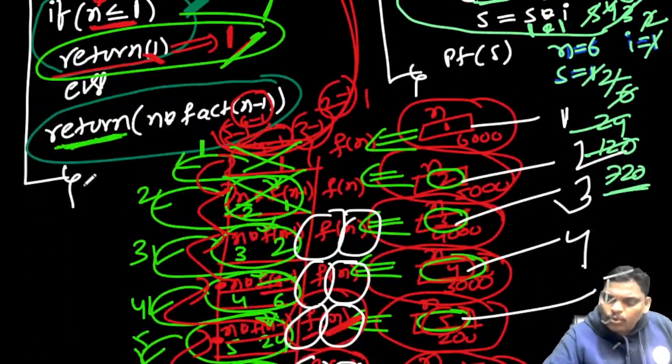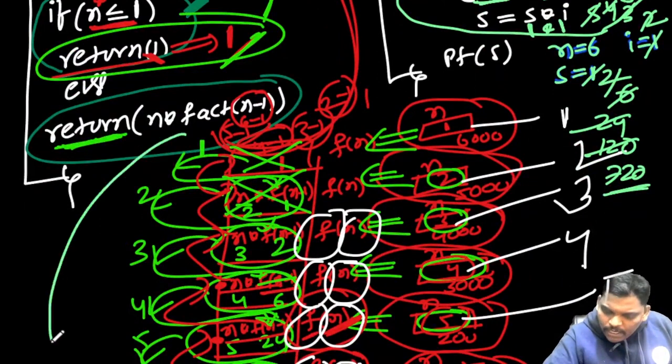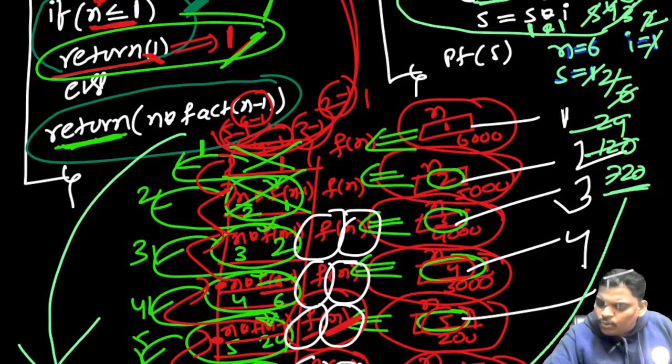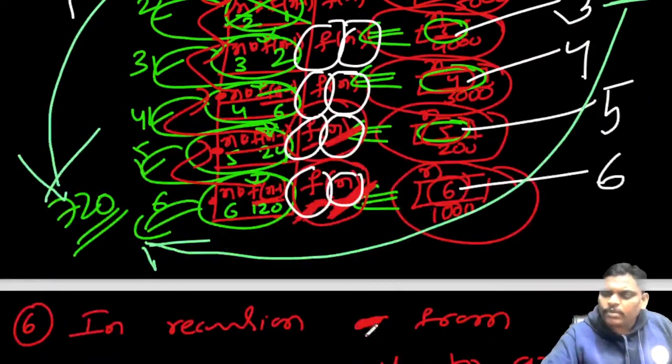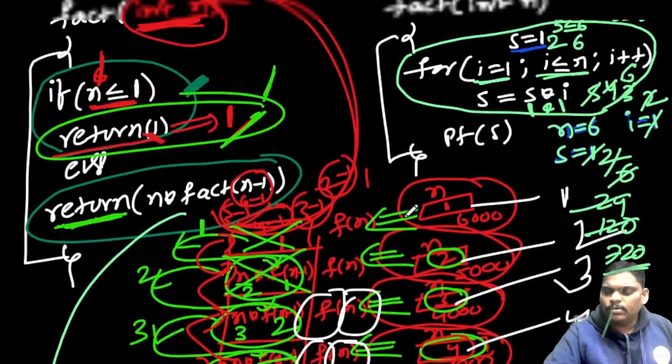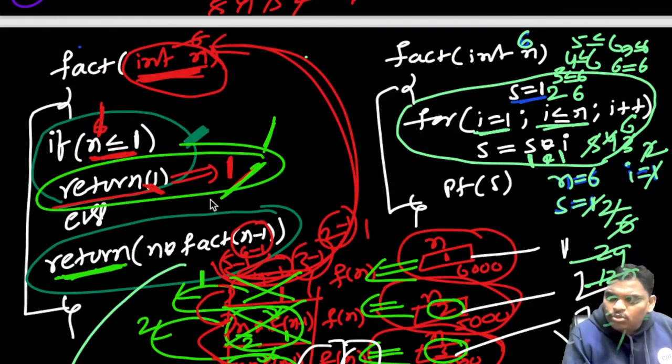So what I mean to say is, if you write the factorial as a recursive program, factorial of 6 is 720. If you write the factorial as a non-recursive program, this is also 720. For every recursive program, a non-recursive program is possible. This is the factorial recursive program. See this one? Fact calling fact.